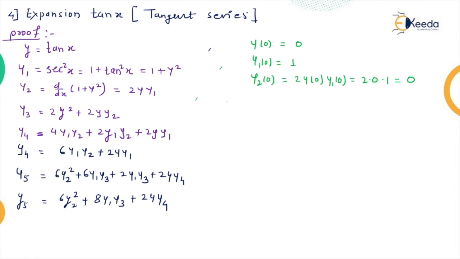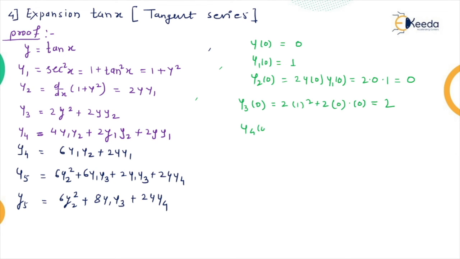If we find y3 of 0, the formula is 2y1 square plus 2y y2. This gives 2 into 1 square plus 2 into y of 0 into y2 of 0. Since y of 0 is 0, it gives 2.